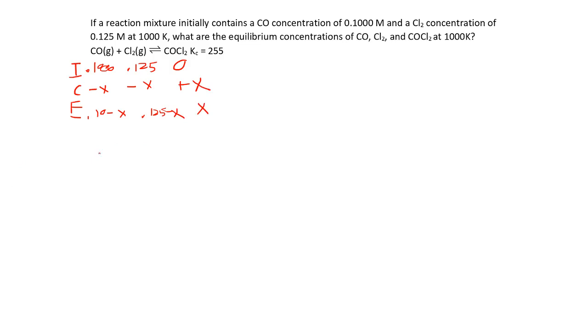So now we've got to plug these into our Kc. So Kc is equal to products over reactants. So we've got COCl2 divided by CO, carbon monoxide, times chlorine gas. So here, when we plug this in, I want to point out this step here.